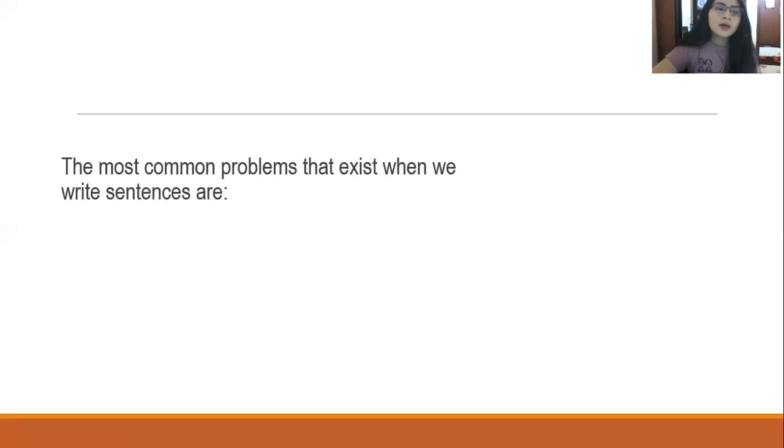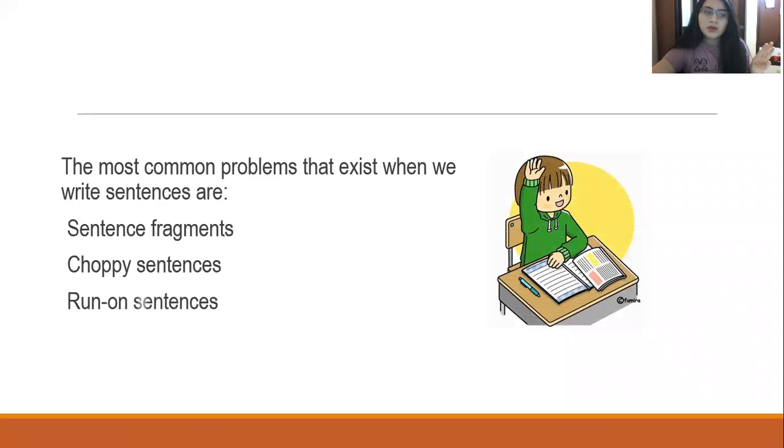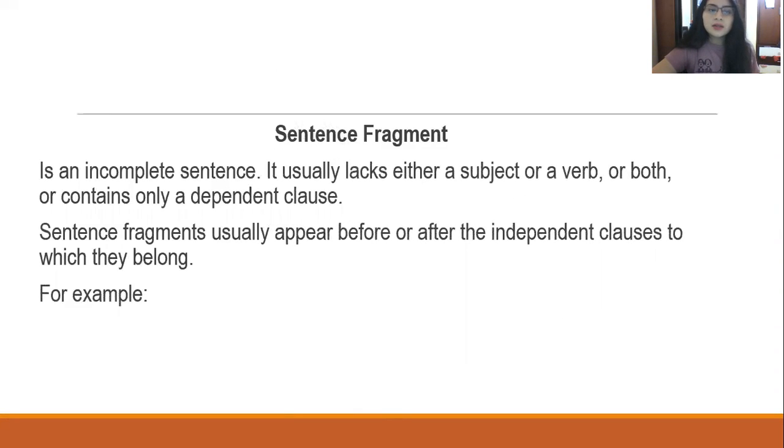Well, the most common problems that exist when we write sentences are four: sentence fragments, choppy sentences, run-on sentences, and stringy sentences. A sentence fragment is an incomplete sentence. It usually lacks either a subject or a verb, or both, or contains only a dependent clause. These kinds of sentences usually appear before or after the independent clauses to which they belong.